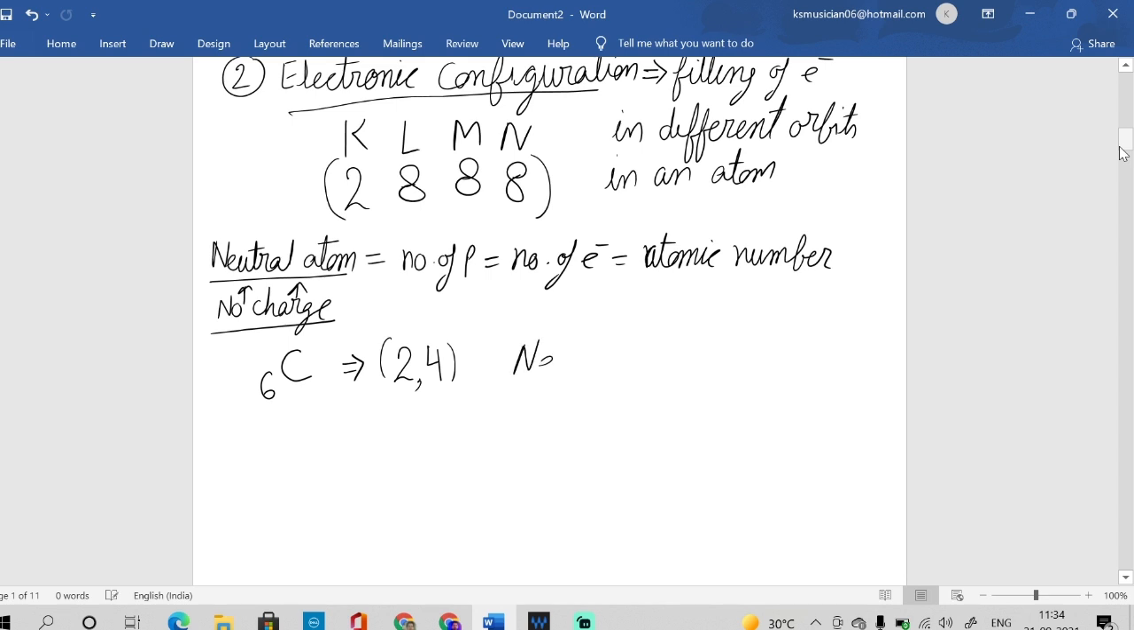Now if we have neon, it is a noble gas, you all know. Its atomic number is 10. So initially 2 electrons will enter the K shell and 8 electrons are left, so all of them will enter the next L shell. So this will be the electronic configuration of neon.